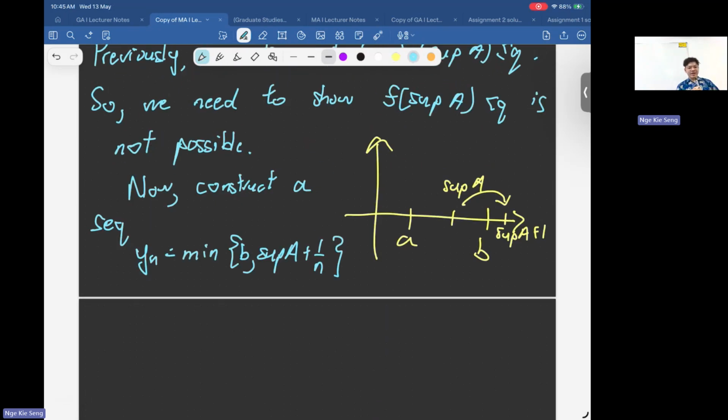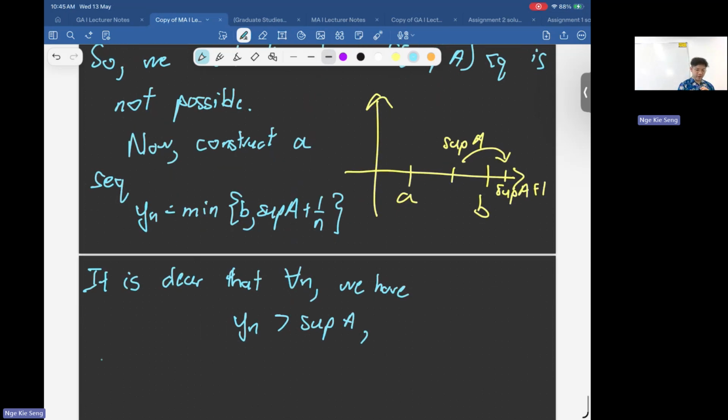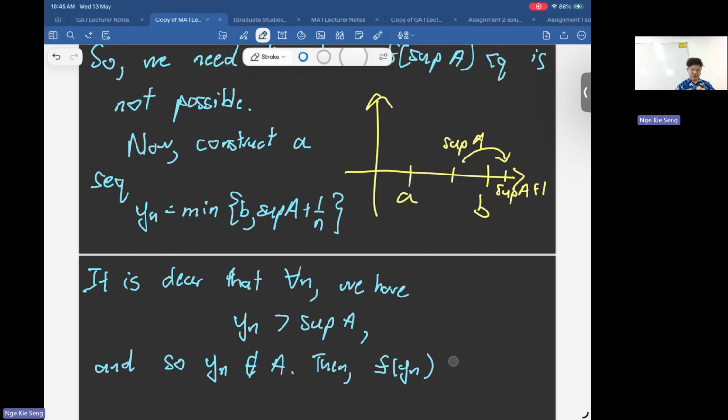Okay. So it is clear that for every n, we have yn greater than sub A. Correct or not? Because sub A plus 1 over n. So what does that mean? These are the points that are not in A. So in particular, this sequence should evaluate to something greater than Q. Otherwise it will stay inside A.